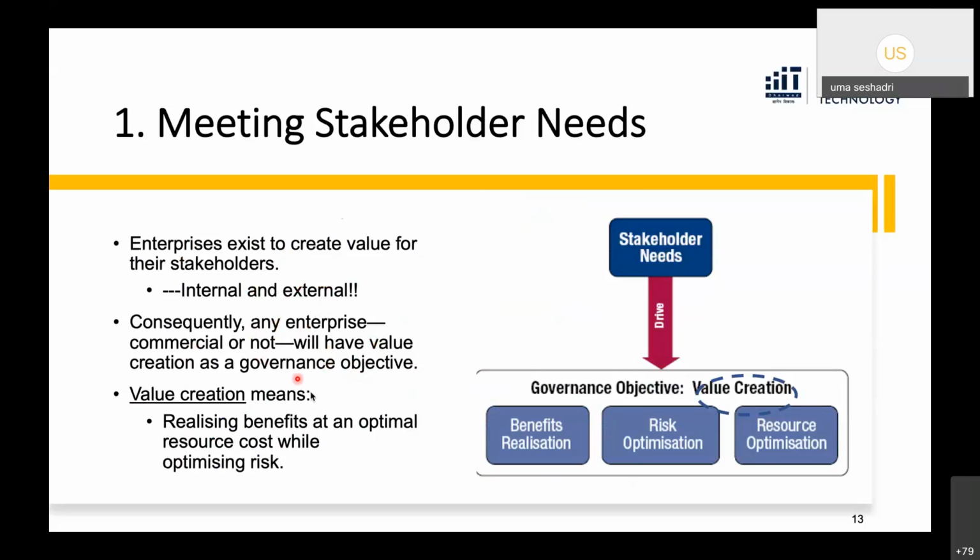So what is the first objective CoBIT has? We have to create value. So the governance objective is, whoever your customer may be, whether internal or external, you have to create value. That is the philosophy of the governance objective. So for all these stakeholders, internal or external, the driving force is to create value for their needs. That is the governance objective.